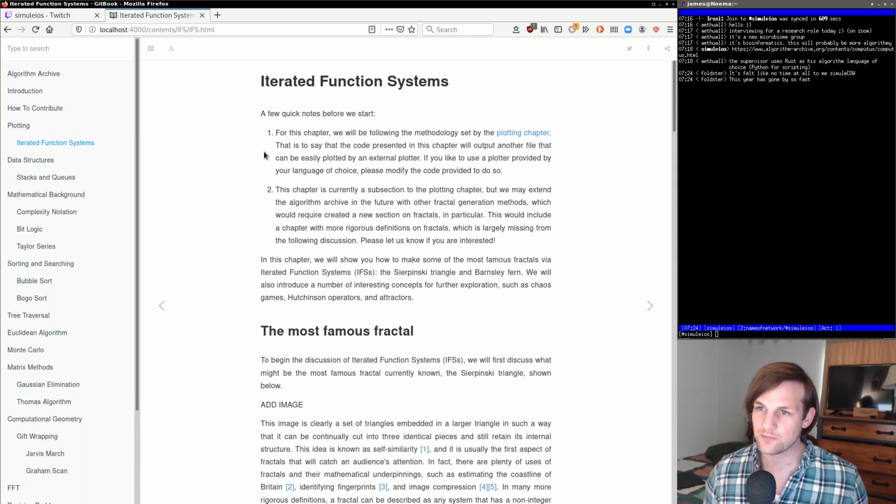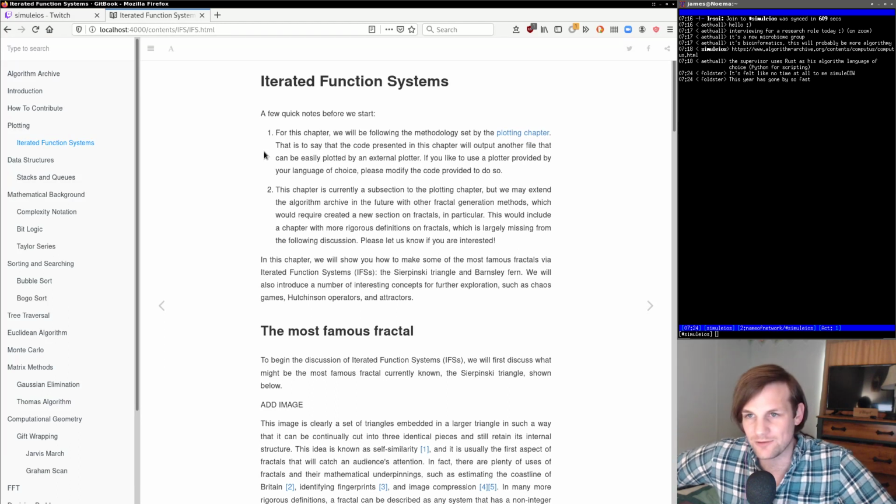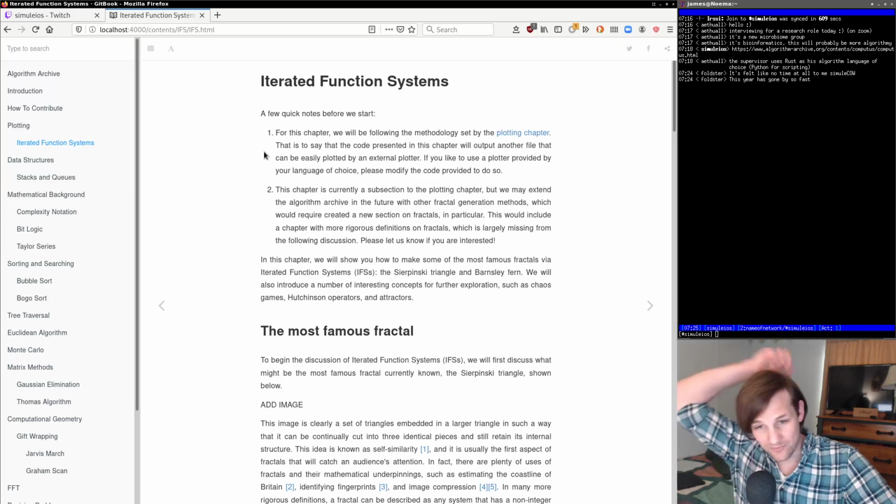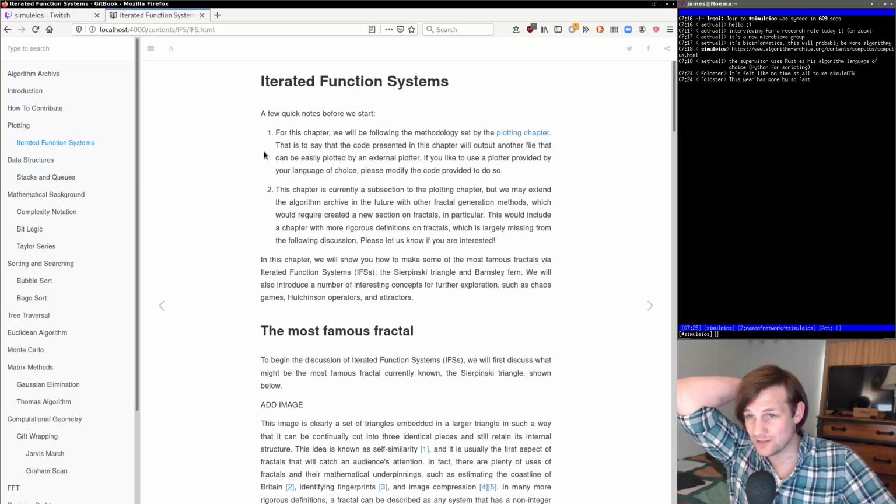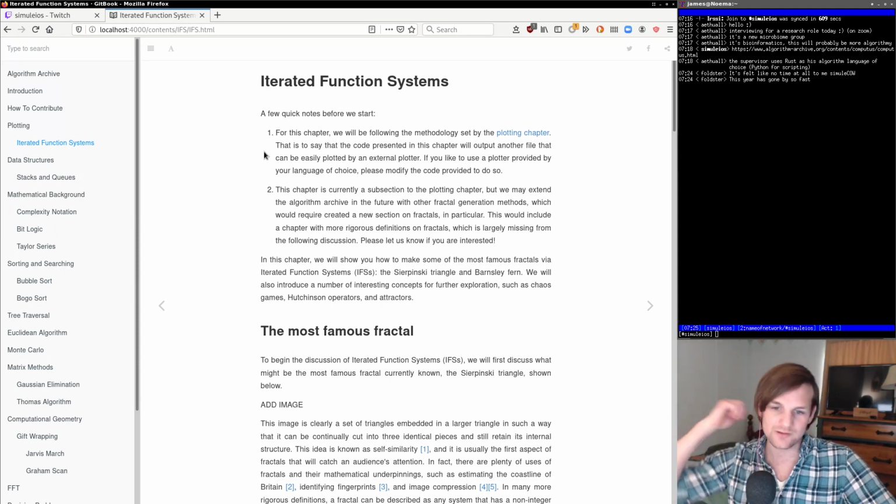Right? This year's gone by so fast. Yeah. Right. So what I meant to say is I tried working on the iterative function system stuff February of 2019, not February of 2020. So I've been working on this technically for a full year. That's how far behind I am. But yeah, it's okay. We'll see how this goes.